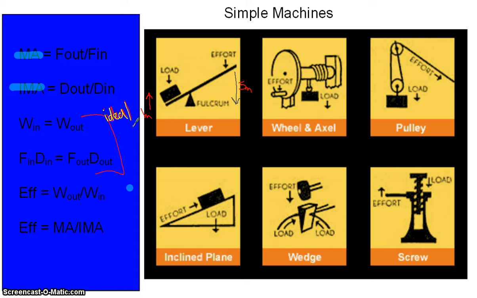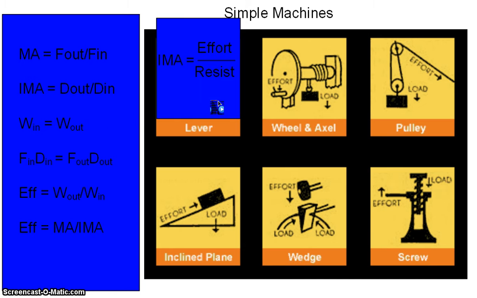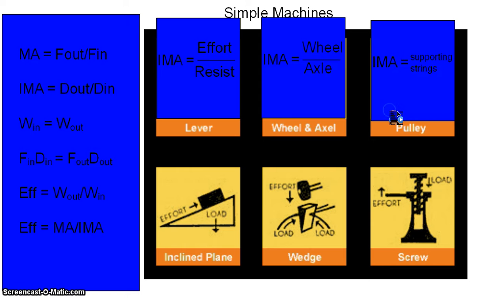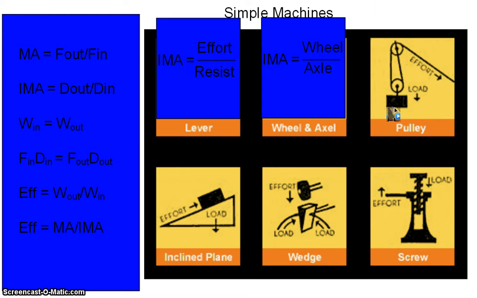We can look at ideal mechanical advantages for the different devices. For a lever, the ideal mechanical advantage equals the length of the effort arm divided by the length of the resistance arm. For a wheel and axle, the ideal mechanical advantage equals the wheel diameter divided by the axle diameter, or wheel radius divided by axle radius. For a pulley, the ideal mechanical advantage equals the number of supporting strings. For example, the pulley shown here has 2 supporting strings, so its mechanical advantage would be 2.